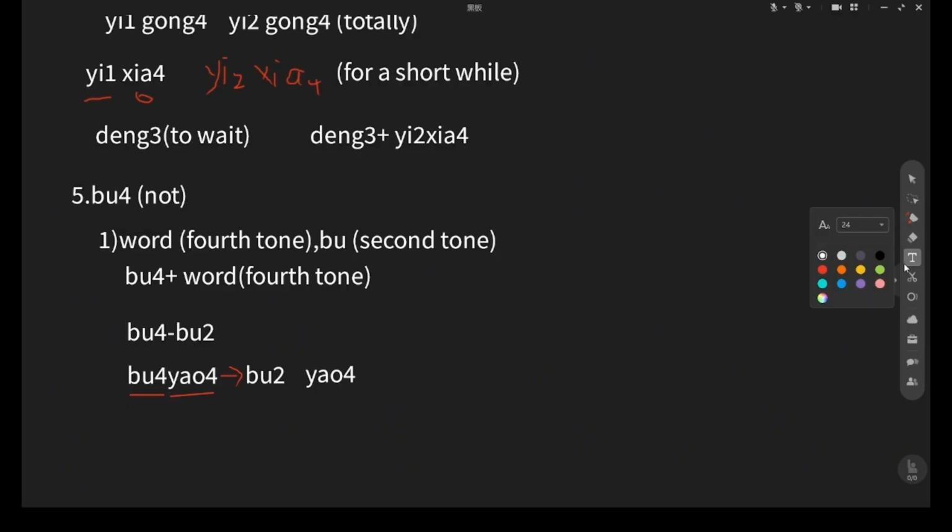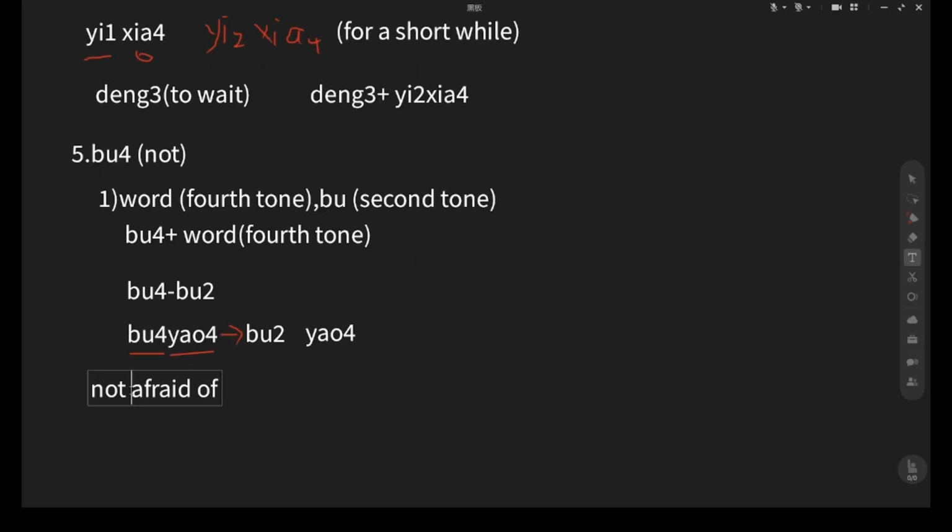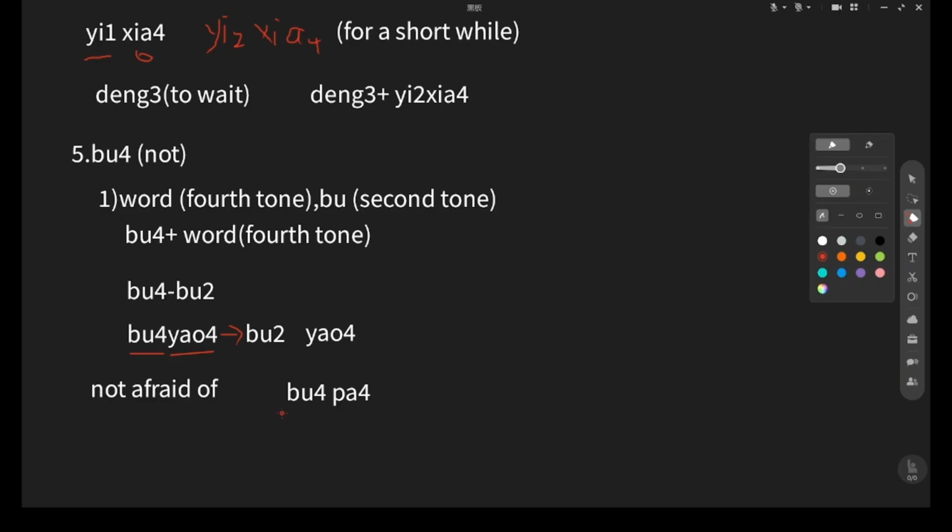So how to say 'not afraid of'? Do you remember? We learned, right? Be afraid of? Remember this word? 怕, pà. So together, 不怕. In this case, this 不 is with the first tone or second tone.